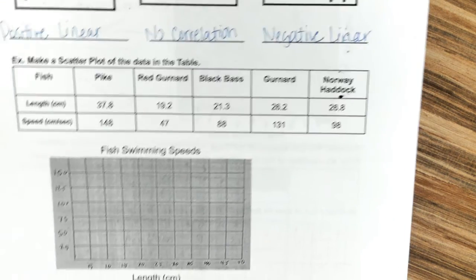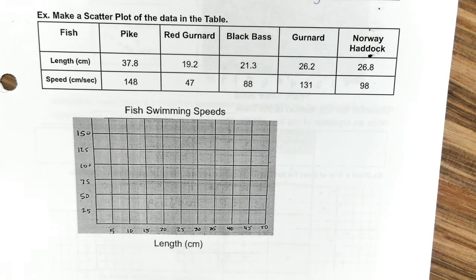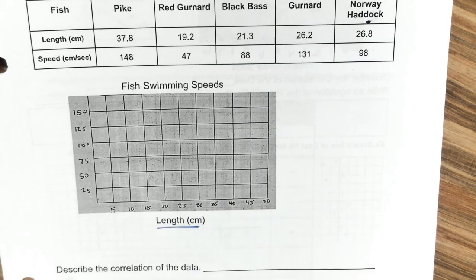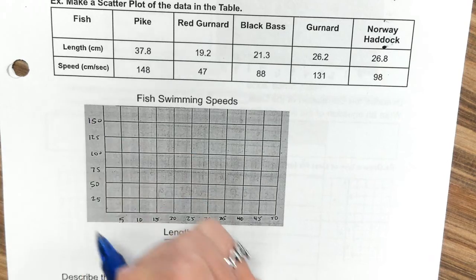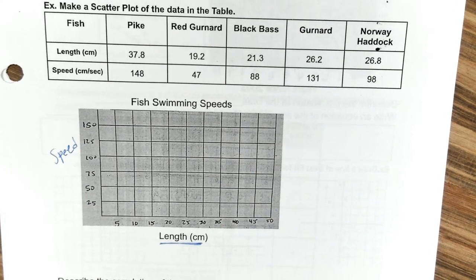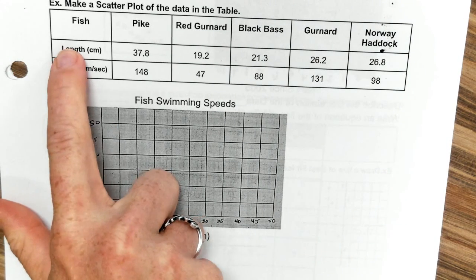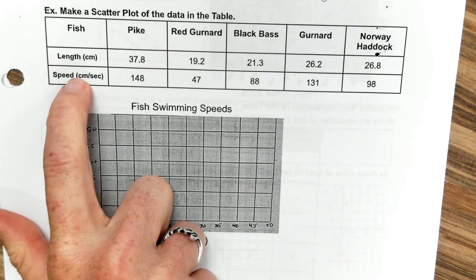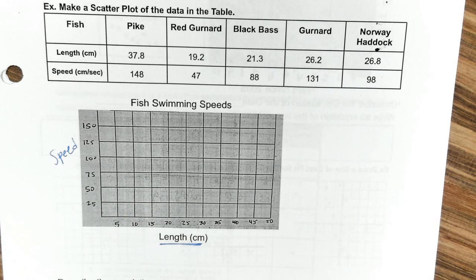Okay, the next thing we're going to learn is how to make a scatter plot. To do that, it's super easy. You just graph the points. That's it. So on the x-axis, what is it labeled? Length. And on the y-axis, it's supposed to be labeled speed. And so what we're trying to do here, let's say I am a scientist and I am studying the length of a fish to their speed. So we want to know if a fish is longer, does it make them faster? So we're going to go graph this information and see if there's a relationship.